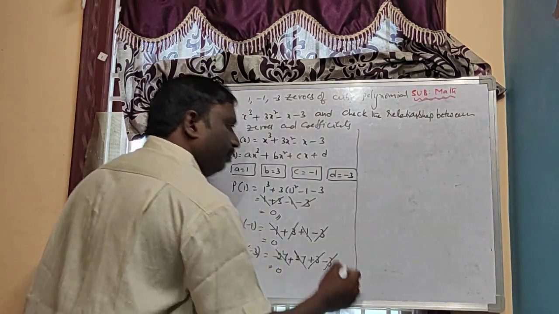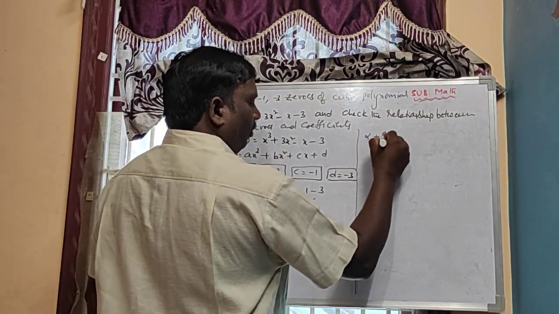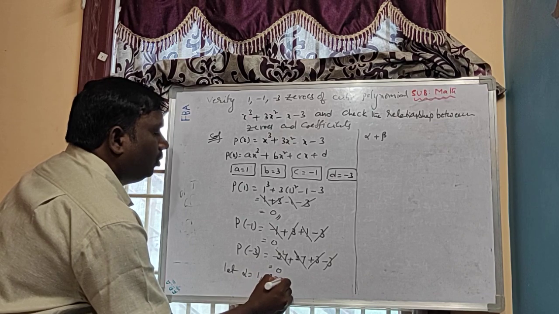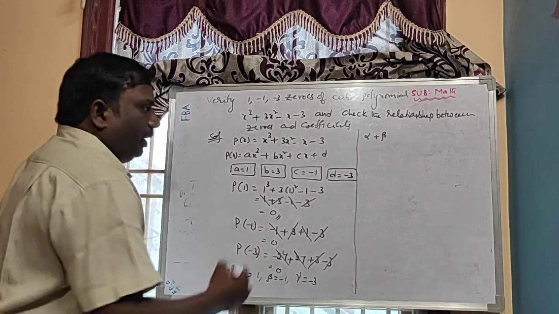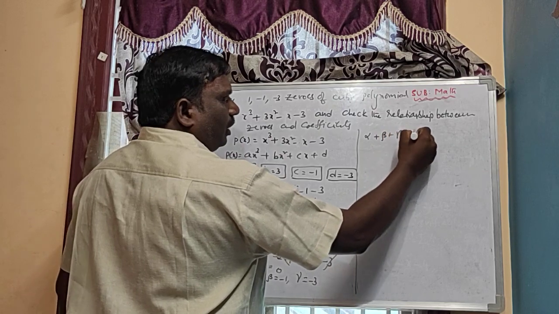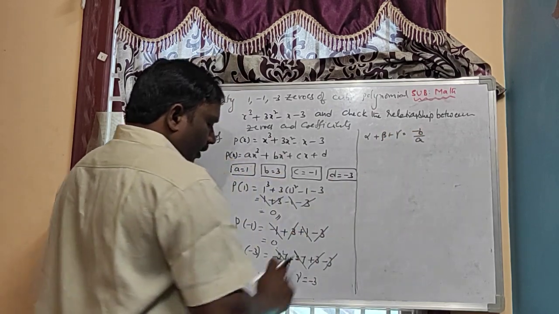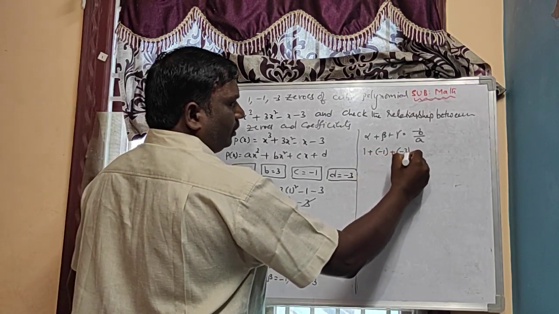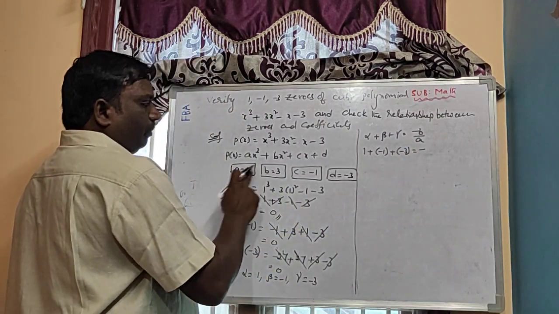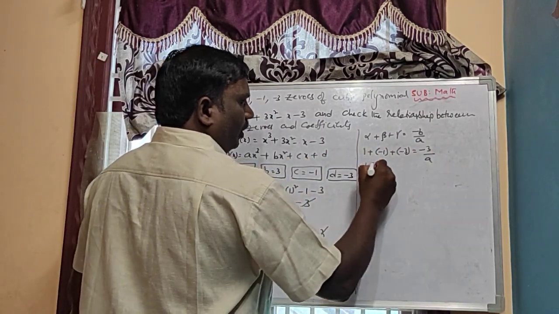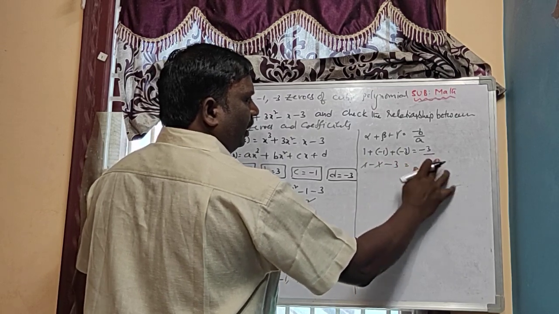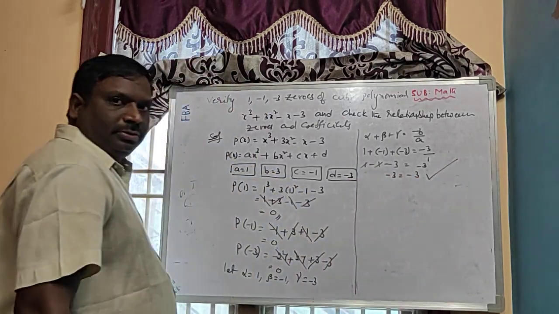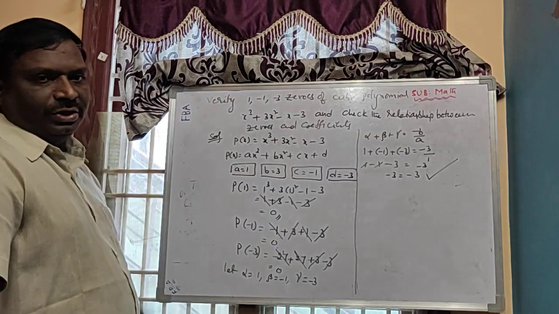Then finally, we know the relationship between the zeros and coefficients. Now let alpha equal to 1, beta equal to minus 1 and gamma equal to minus 3. Alpha plus beta plus gamma equals, as we already know, minus b by a. 1 plus minus 1 plus minus 3 equals minus b value 3 by a. So 1 minus 1 minus 3, 1 minus 1 cancel, a means 1, minus 3. So minus 3 equals minus 3. Verified. This is the relationship between zeros and coefficients.